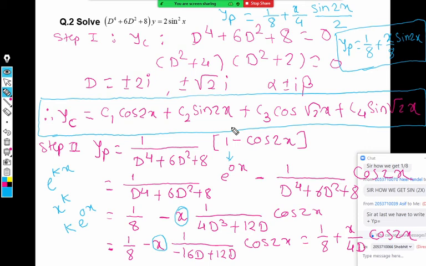So just remember, whenever you come across a constant term, you have to replace d by 0. No need to write e raised to 0x there actually. You can write it as 1 also. There is not a problem. You write it 1 only. But for a constant, we replace d by 0. And here we replace d square by minus 4.